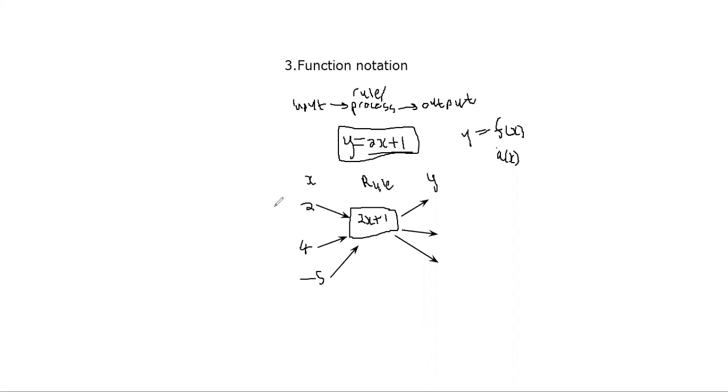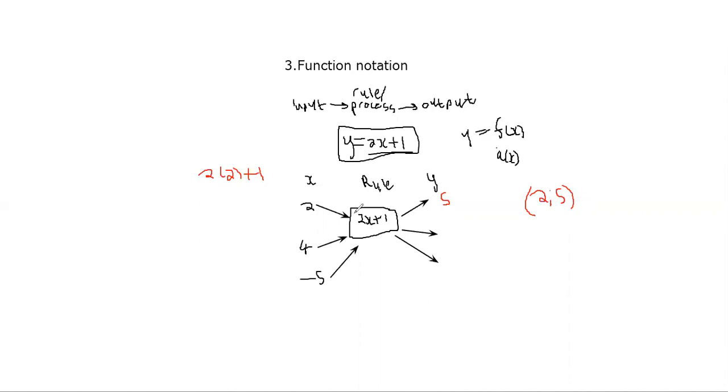So if we substitute 2 where there is x, we have 2 multiplied by 2 plus 1. What is 2 multiplied by 2? It's 4. 4 plus 1 is 5. So for this rule, if the input is 2, the output is 5. So we have something like (2, 5), because remember, they are represented as x is to y. This is a coordinate on its own.